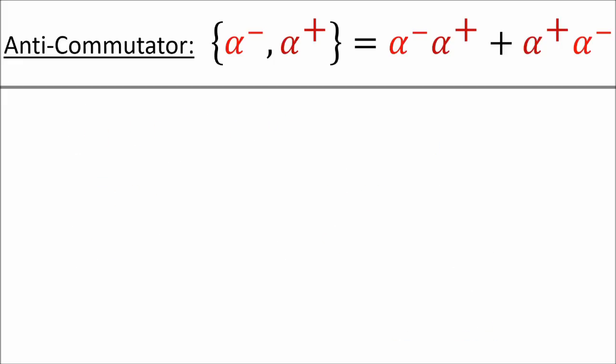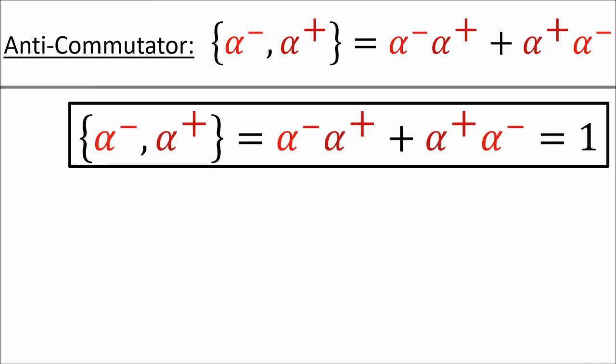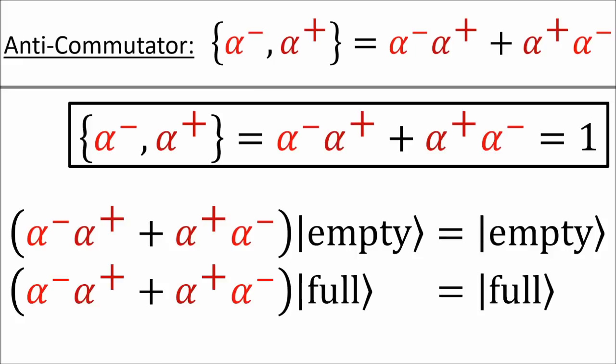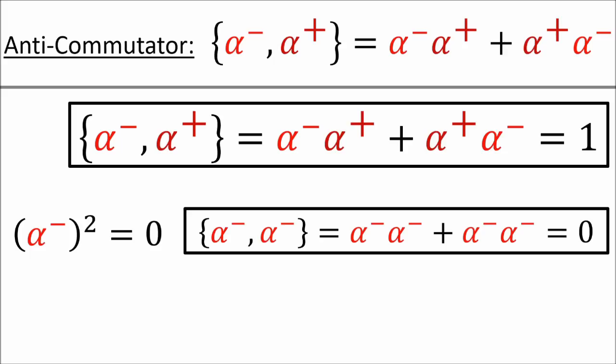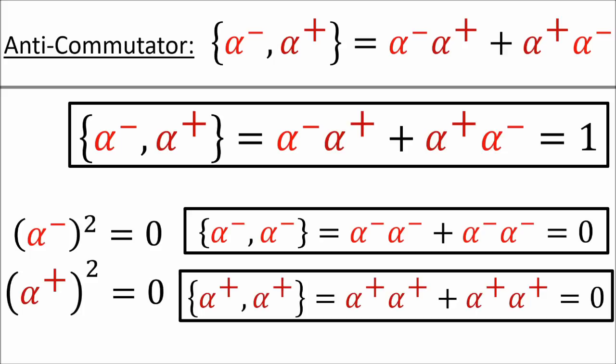What this means is that the anti-commutator of alpha minus and alpha plus equals 1, because whichever state we apply it to is just returned to us without any changes. We can also express the nilpotents of alpha minus and alpha plus in terms of anti-commutators, by saying that the anti-commutator of alpha minus with itself is 0, and the anti-commutator of alpha plus with itself is 0. These three anti-commutation relations fully describe the creation and annihilation operators for fermions.